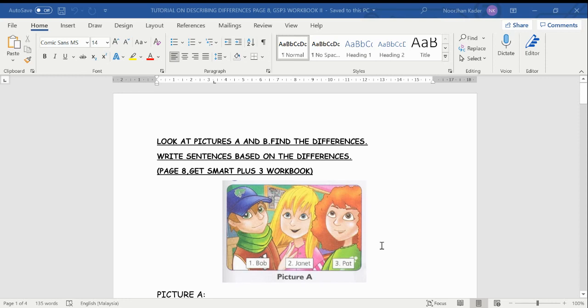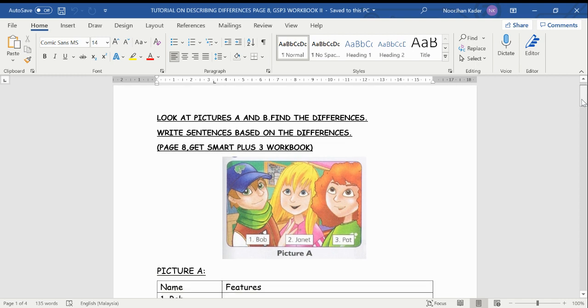Hello, good afternoon, everyone. Today we are going to do a lesson on describing differences. How do we describe differences? We have to compare two pictures, compare and contrast. That means we compare and see the differences. Let's start with the first one.